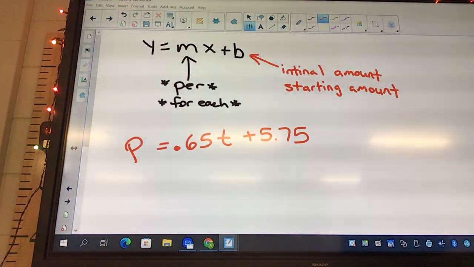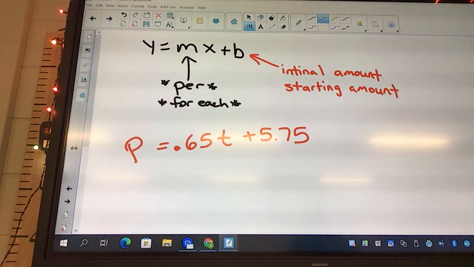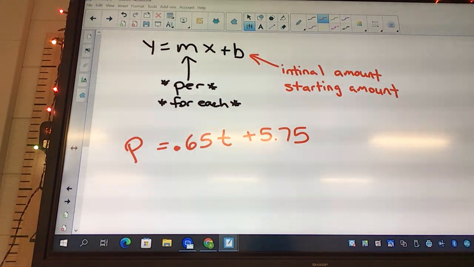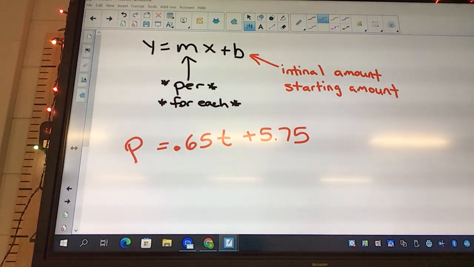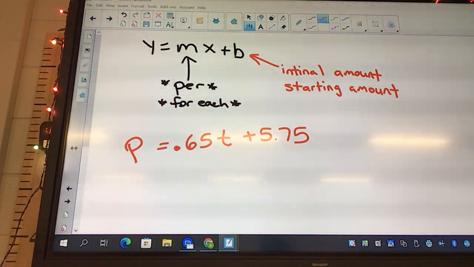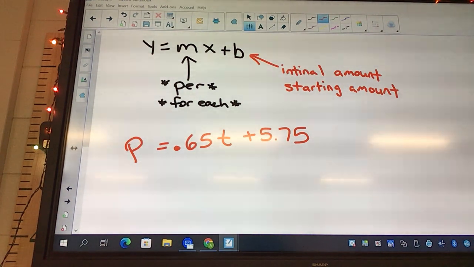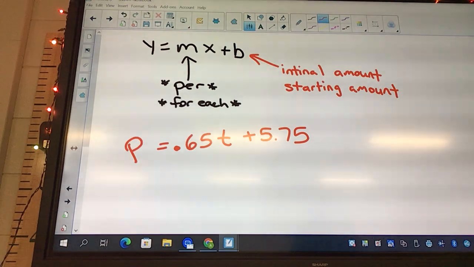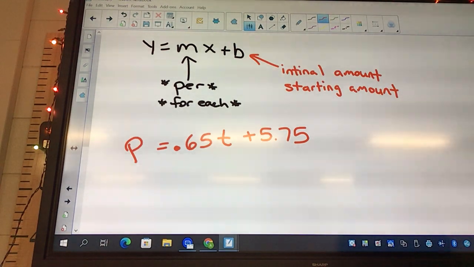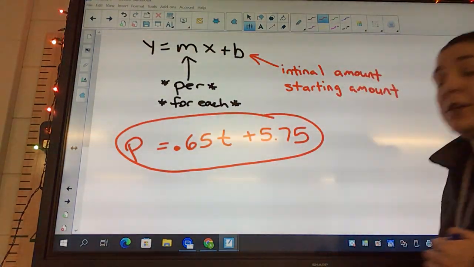So if I go to the sub shop, how much money do I at least need in my pocket? 5.75. But if I want anything other than just plain ham and bread, and I want cheese, I'm going to need another 65 cents. What if I get 2 toppings? It's 65 cents times 2. So this is our actual answer. They want you to write that equation.